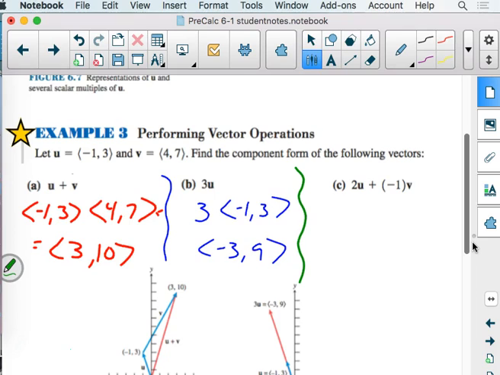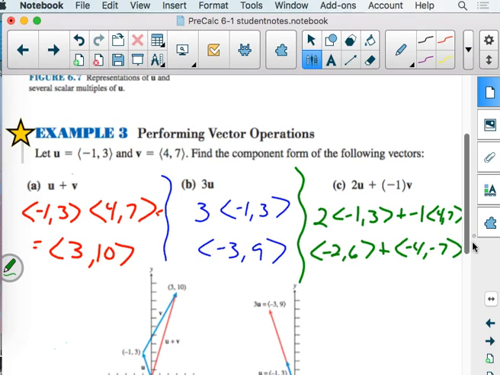We're going to take 2 times U, so 2 times our negative 1, 3 component form vector, plus negative 1 times our component form vector V, 4, 7. And like I said, just think of this as algebra, and we'll do just fine. Follow the order of operations. So do the multiplication first, and then do your addition.